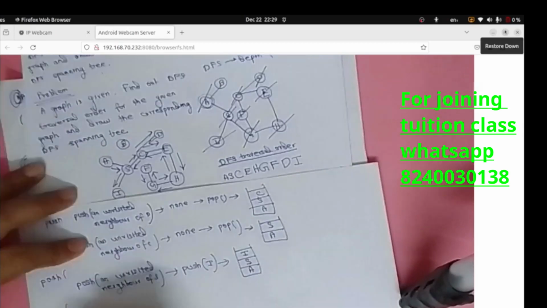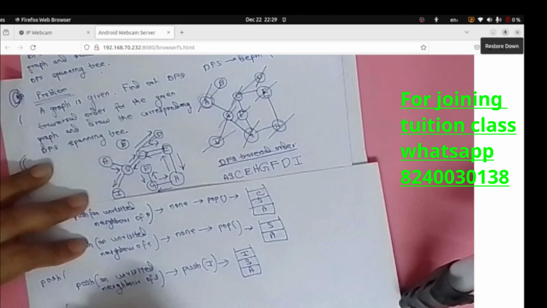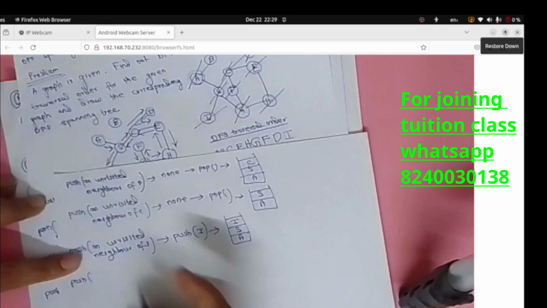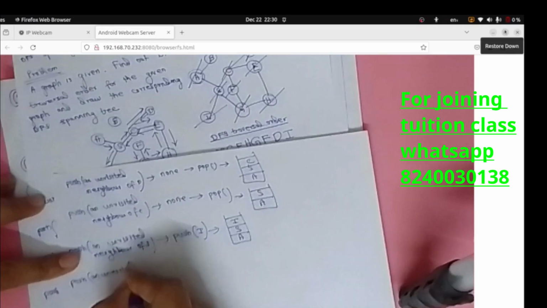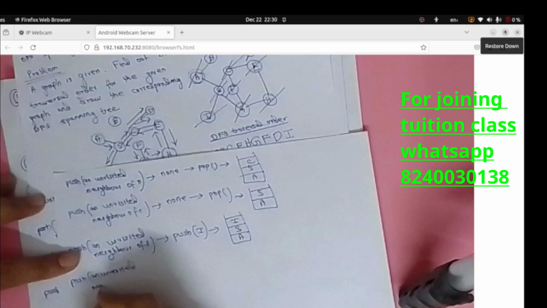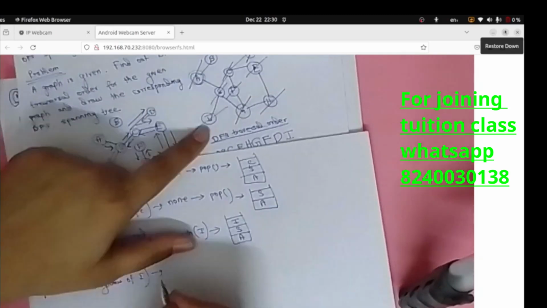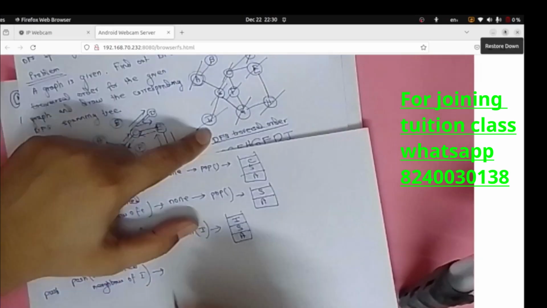Okay. Now the topmost element is I, so the push operation will be on I: push unvisited neighbor of I. You could see the diagram. There is no unvisited neighbor of I. So no such vertex, none.